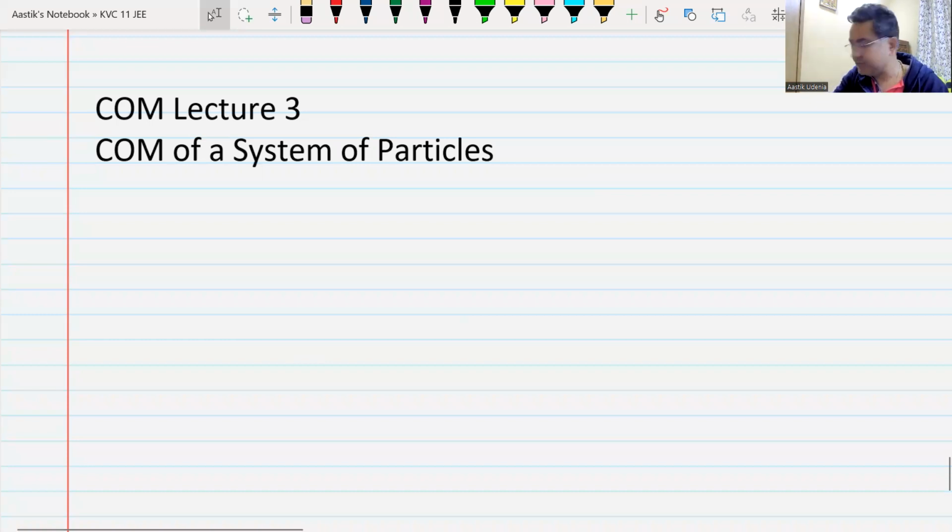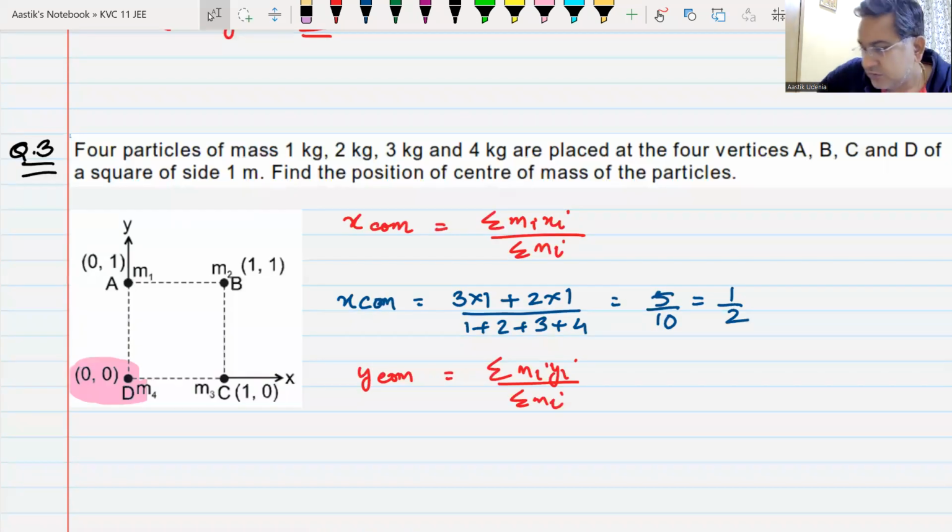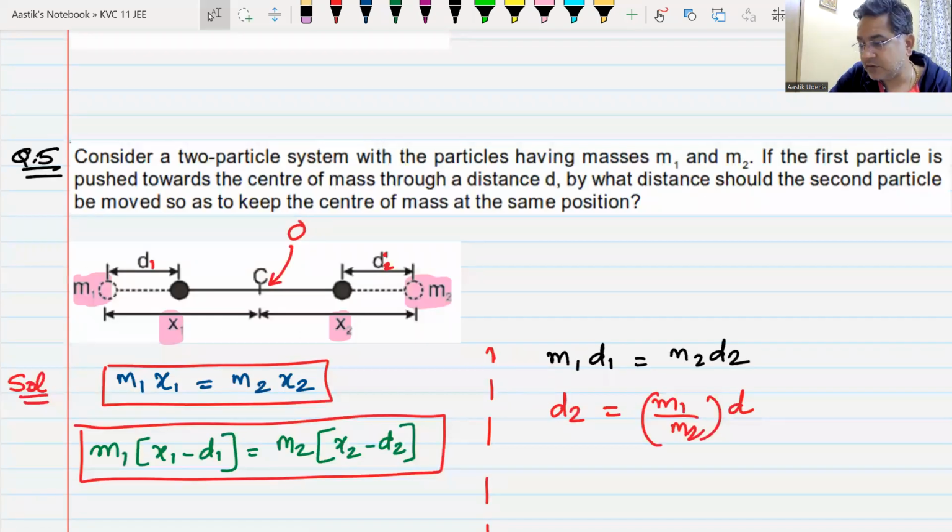In the previous class, we had seen some questions on how to find out the center of mass of various types of systems. We had a system where we had four bodies placed at different locations. We had a two body system. We had seen how we solve questions, whether it's a question of a two body system or a four body or a five body. We know how to find out the location of the center of mass. Yes or no? You understand this, everyone?